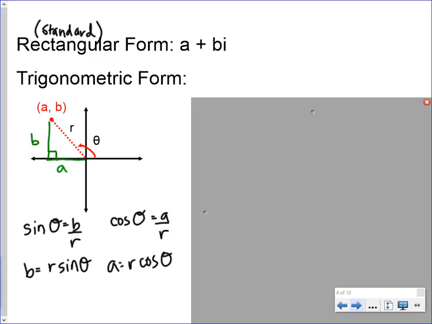Okay, so this is going to be helpful to us, right? We now know A in terms of r and theta and B in terms of r and theta. And you wanted to say r is equal to the absolute value of the complex number A plus BI, right? What is the absolute value of A plus BI? The distance from the origin. Which is calculated as the square root of a squared plus b squared. So we know r is the square root of a squared plus b squared.